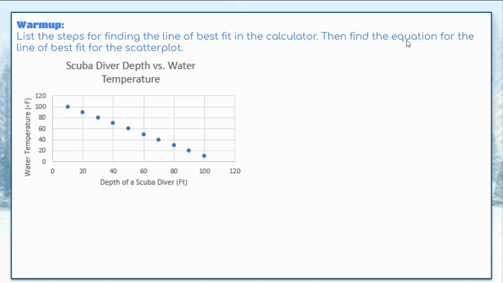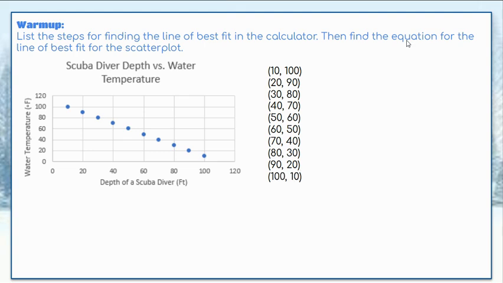So the very first thing we need to do is find all of our ordered pairs. If I don't have the ordered pairs, I cannot put this in the calculator to be able to find the line of best fit. So just your best estimate. So I'm going to say we're counting by 10. So our first ordered pair is 10, 100, 20, 90, 30, 80, 40, 70, 50, 60, 60, 50, 70, 40, 80, 30, 90, 20, and 110.